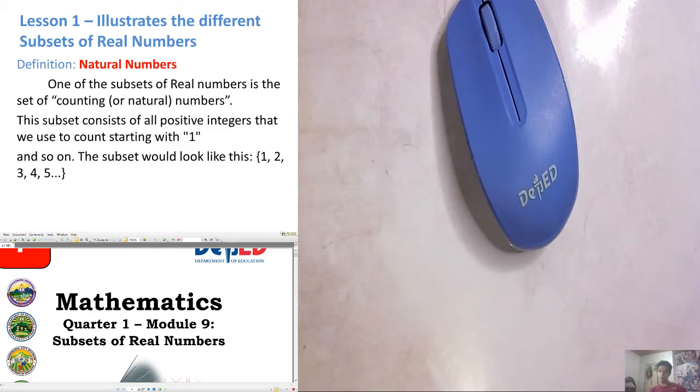So, to begin with, let us discuss first the major words that are used in this lesson. First, we have natural numbers. This is the first subset of the real numbers. So, one of the subsets of real numbers is the set of counting or natural numbers. From the word counting, we are referring to the process of how we count.